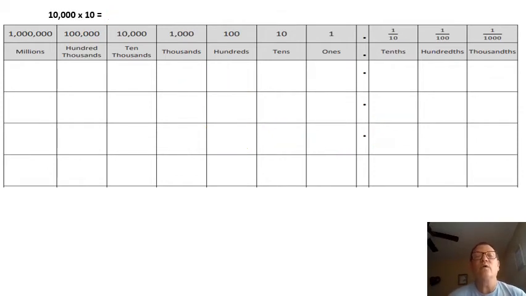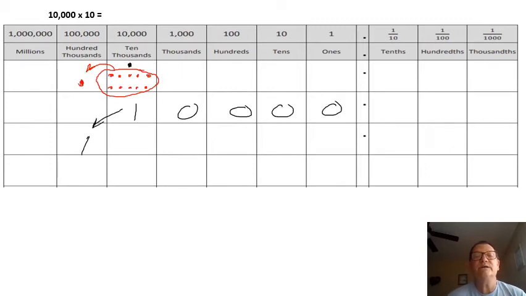All right, let's do one more. So here I have 10,000. Okay, but we're going to multiply or copy that 10 times. There's 1, 2, 3, 4, 5, 6, 7, 8, 9, 10. And when we multiply and we get 10 in one place value, we know we have to move it to the next place value. So we can see now that 10,000 multiplied by 10, each digit is going to move one place value to the left because it's going to get larger.